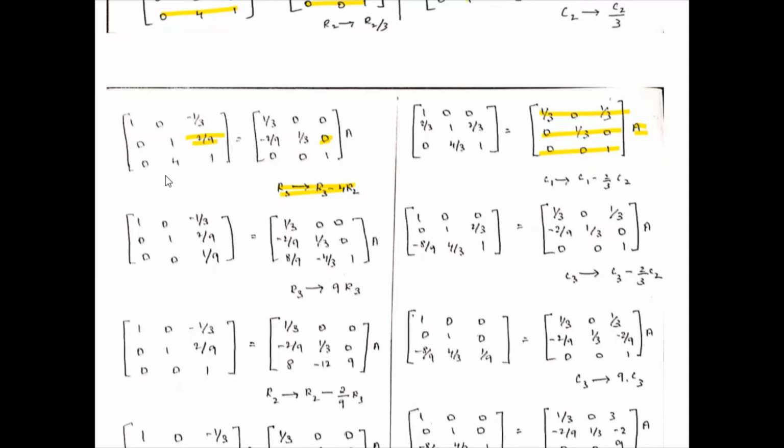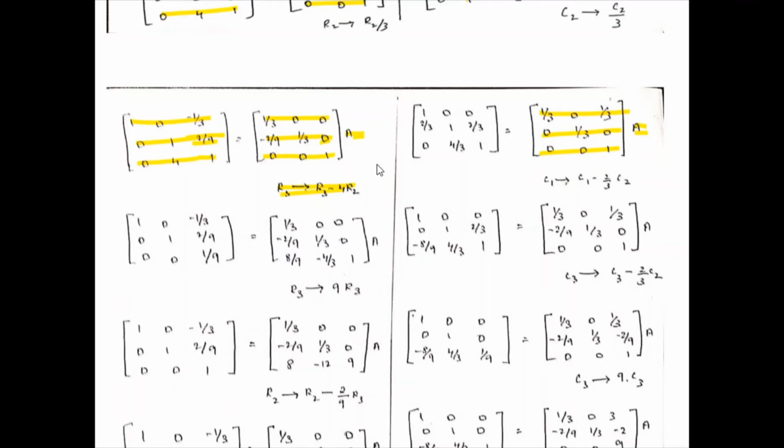Then the final, that is resultant matrix will become [1, 0, -1/3; 0, 1, 2/9; 0, 0, 1/9] = [1/3, 0, 0; -2/9, 1/3, 0; 0, 8/9, -4/3, 1] into A.